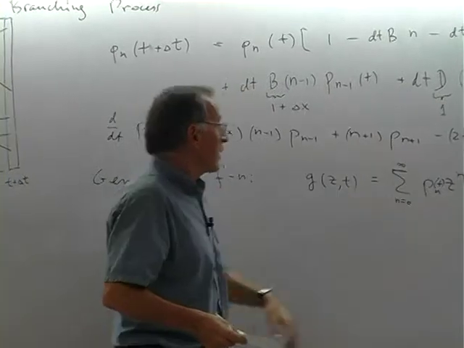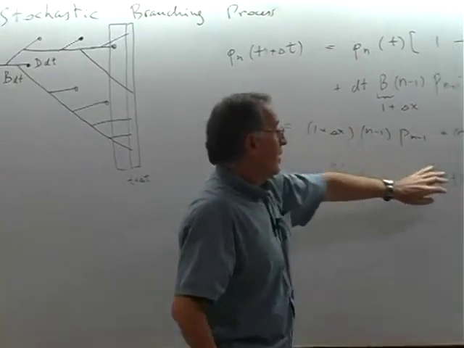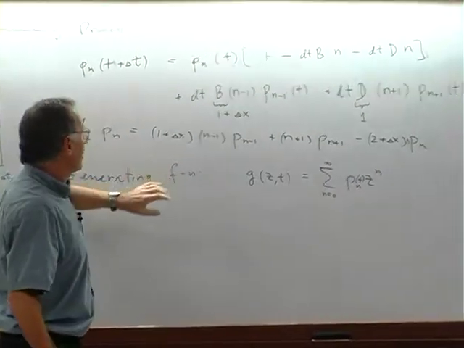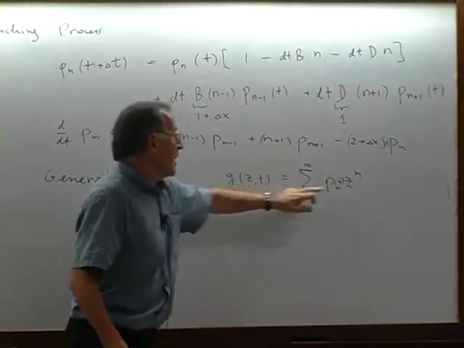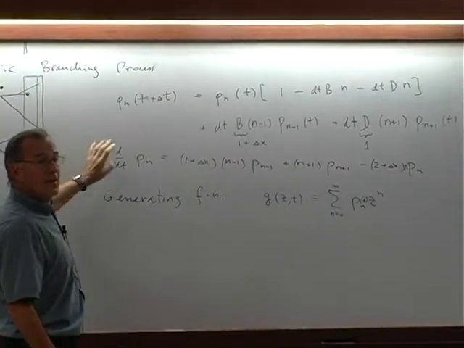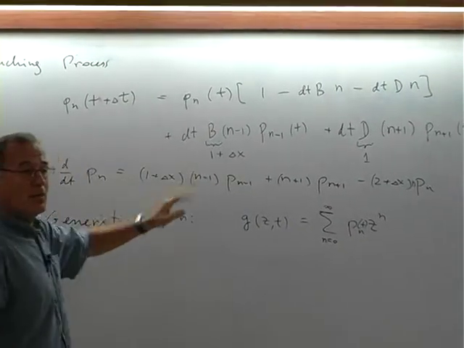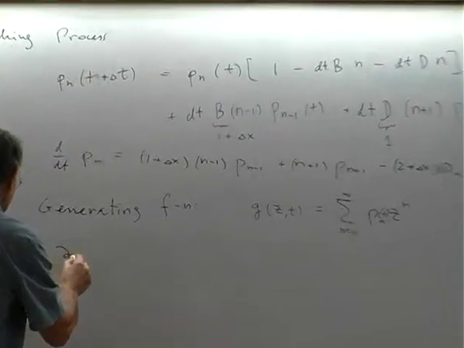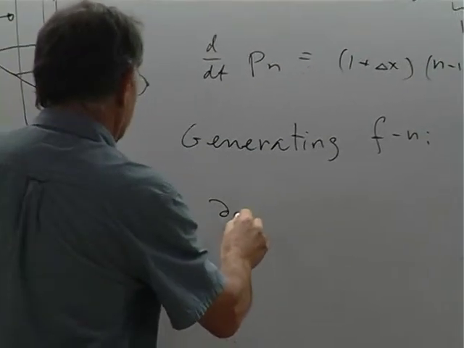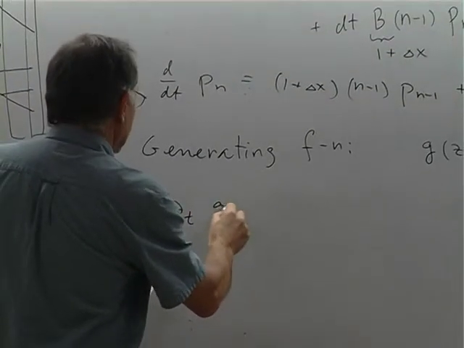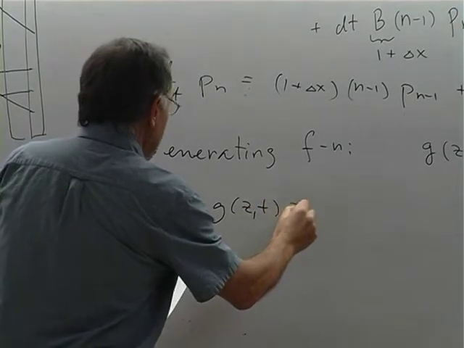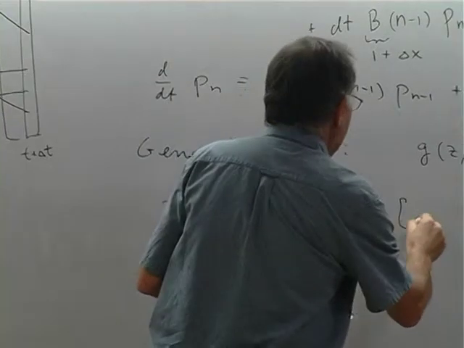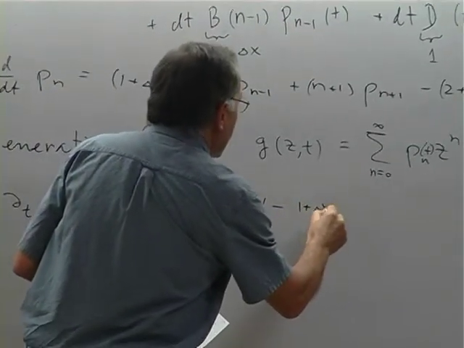And as a homework, you just take this equation, multiply by z to the n, and sum on n. And work out the consequences and convince yourself that what you get is the following. Now you're going to have a partial differential equation of this form.